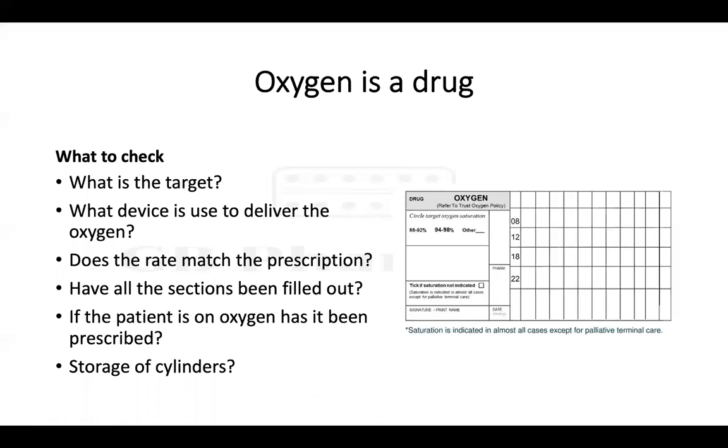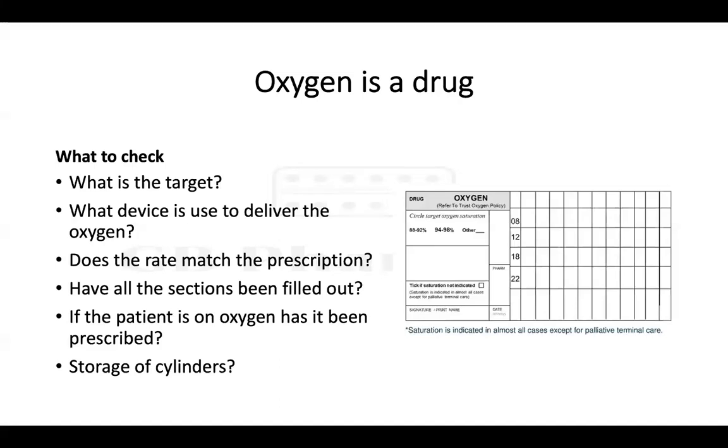The lower targets are usually used for people that are at risk of CO2 retention. So those are the ones that are smokers, COPD, elderly, what other reasons are there? But yeah, just making sure that the target's written on there. Also how it's going to be delivered. So is it going to be a nasal cannula? It's going to be a face mask.